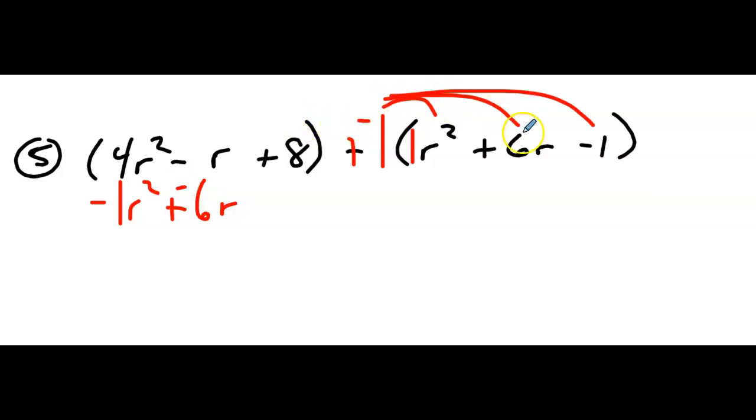And finally, negative 1 times negative 1. Remember, where there's subtraction, you can change it to adding the opposite. So I have two negatives, so negative 1 times negative 1 is positive 1.